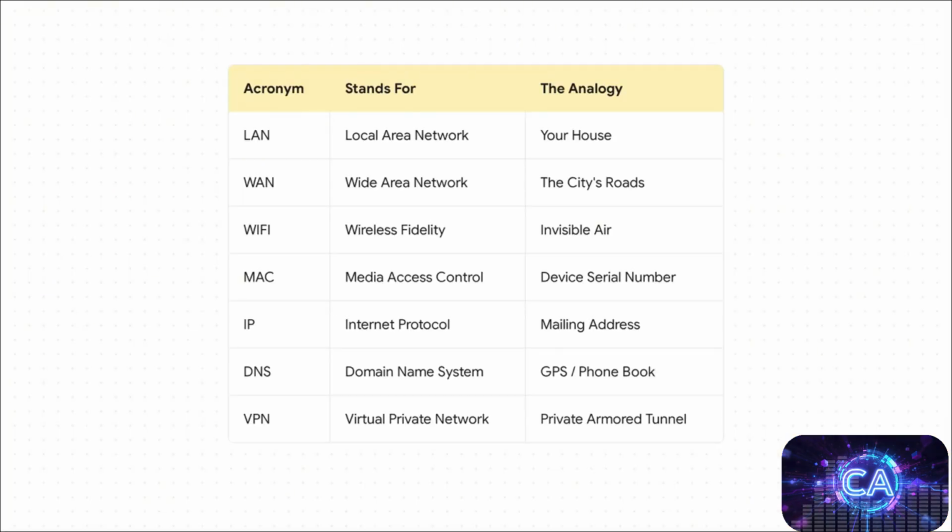So let's run through our cheat sheet one last time. Your LAN is your digital house. Inside, your devices talk over the invisible air of Wi-Fi. Every device has a permanent serial number, its MAC address. Your whole house gets a public mailing address, its IP, to connect to the city roads of the WAN. To find your way, you use the DNS, which is your GPS. And to travel safely, you take your private armored tunnel, the VPN.